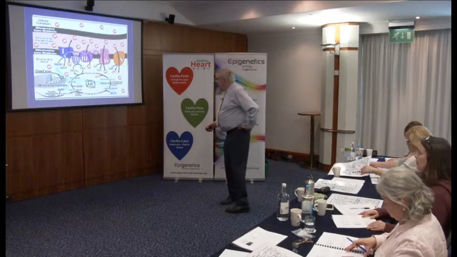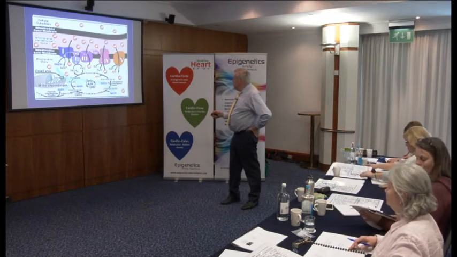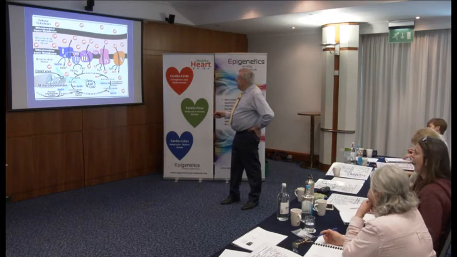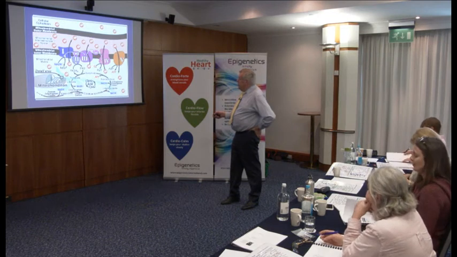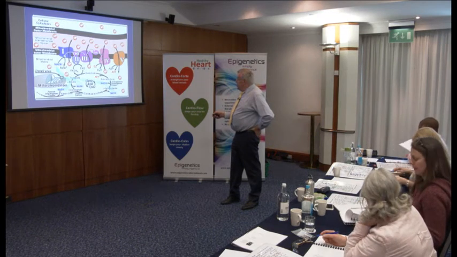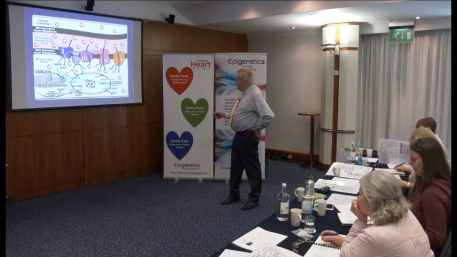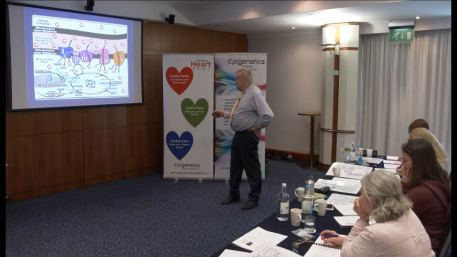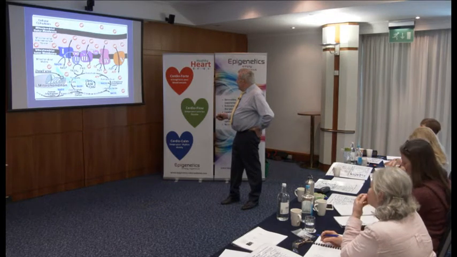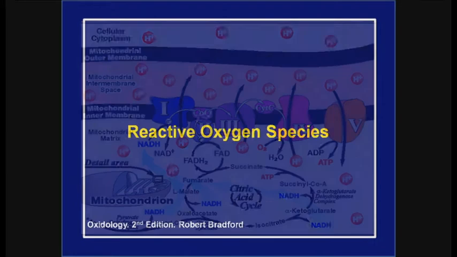So what we looked at now is that between complex 1, 2, 3 and 4 there is this free electron, or 2 in the case of complex 1, and 2 electrons on complex 2, that happen to be carried by CoQ10 to complex 3 and then by cytochrome C to complex 4.